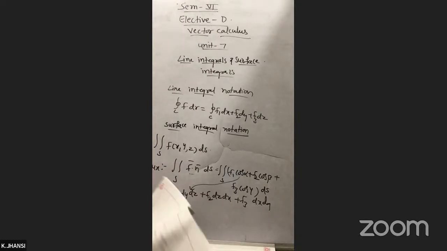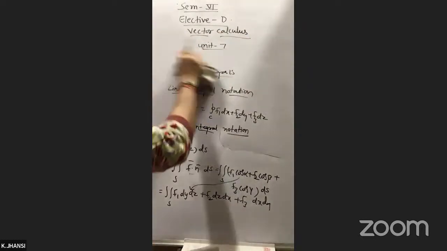So after unit 7, we have unit 8, which is about volume integrals. Suppose V is the volume bounded by a surface. Divide V into subvolumes delta V1, delta V2, up till delta Vn. And the volume integral notation will be like this.